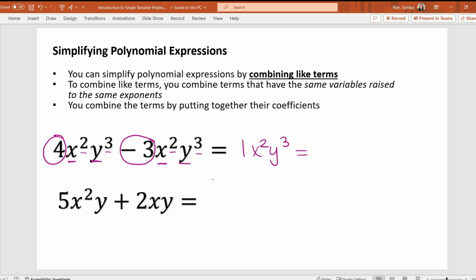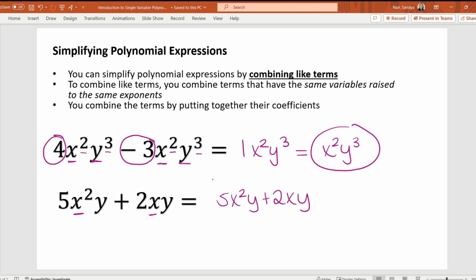In the process of combining, the variables actually don't change. We just combine the coefficients. So 1x squared y cubed, remember we usually don't write that coefficient of 1, so we can just write this as x squared y cubed. On the other hand, if we're trying to combine 5x squared y plus 2xy, we cannot combine them, because the exponents on x are actually different. So we're just going to leave these two terms separated by that plus sign. We cannot combine them, so we just have to leave it like that.